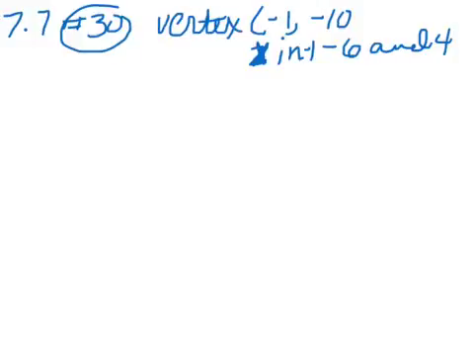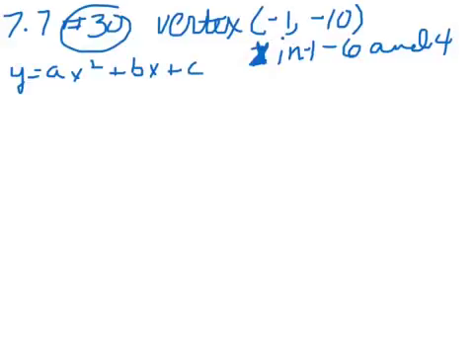Right, in problem 30 on 7.7, we are asked to write the equation of a parabola that has this vertex of -1, -10, and it has x-intercepts of -6 and 4. And they want us to put it in standard form. And standard form is y equals ax squared plus bx plus c.